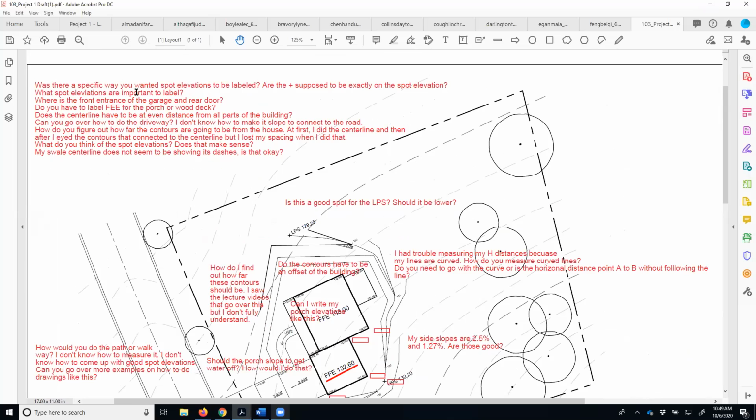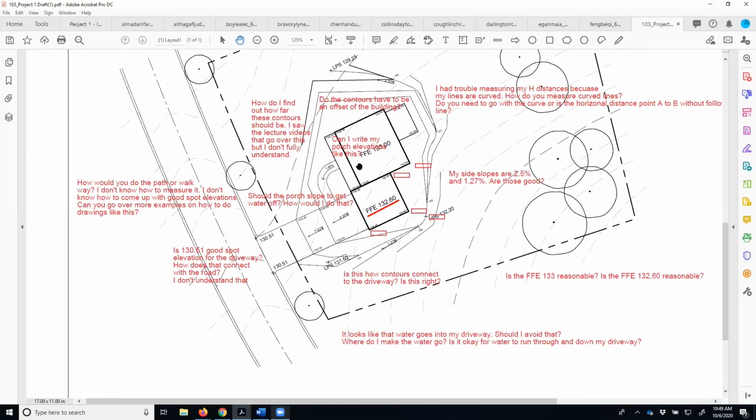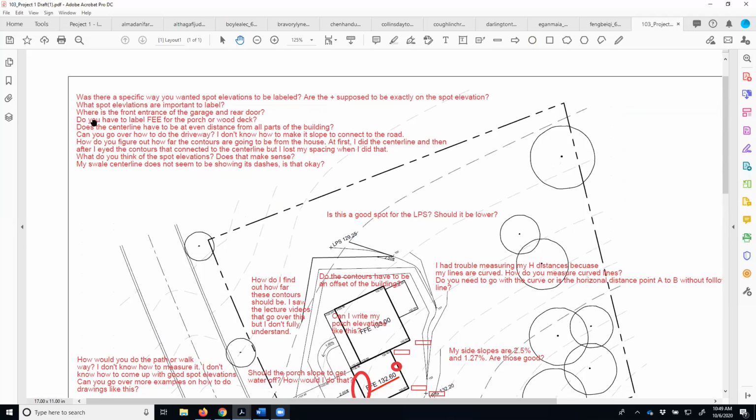Where is the front entrance of the garage and the rear door? Okay, the front entrance is where the driveway is. So the front entrance is going to be this area here, and the back door is going to be here somewhere. Are we supposed to draw a door on both sides or just the back? Nope, just add the man door in the back. Do you have to label FFE for the porch or the wooden deck? Not for the wooden deck, and you certainly can for the porch, or you can do it with spot elevations. Your choice, and we are good with it either way.